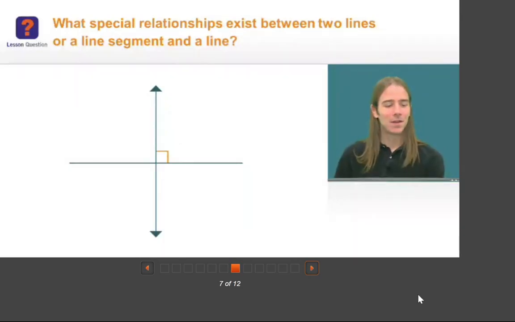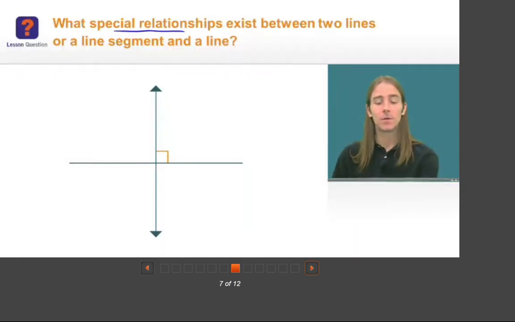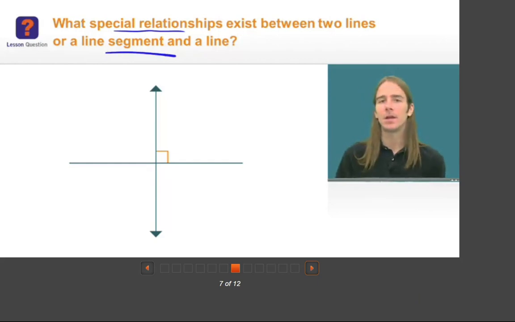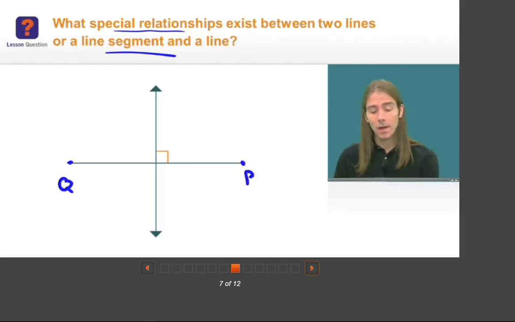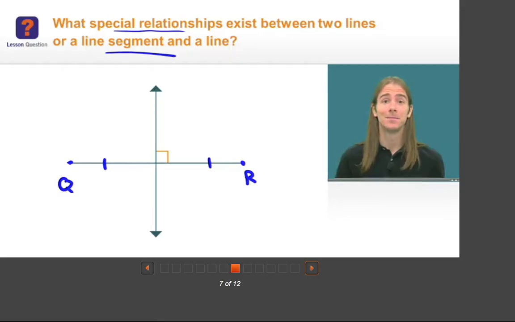In this lesson, we're asking what special relationships exist between two lines or a line segment and a line. So far, you have constructed parallel lines, you have investigated some properties of parallel and perpendicular lines, and you've even investigated these types of lines in 3 dimensions. Next, we're going to take a look at what happens when a line intersects a line segment. And specifically, we're going to take a look at what happens when a line bisects a line segment, just like I've drawn right here.